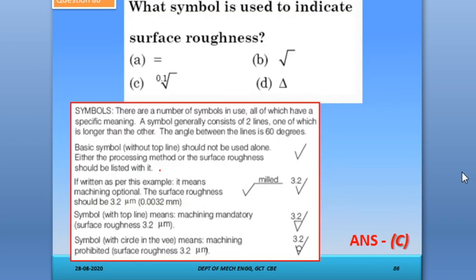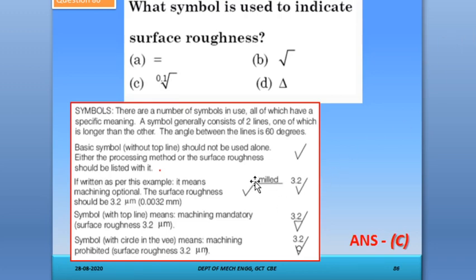What symbol is used to indicate the surface roughness? There are 4 symbols here: a triangle, square root, equal symbol, then surface plane symbol with 0.1. The answer is here C. It is the roughness value 0.1. Above the open triangle, 0.1 is the roughness value of the surface.